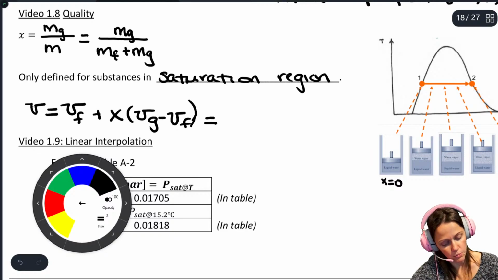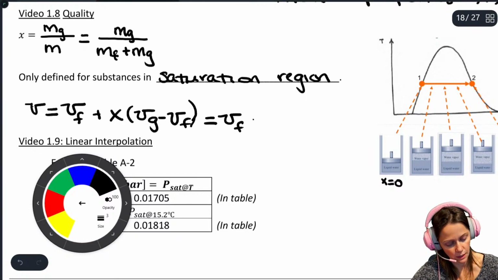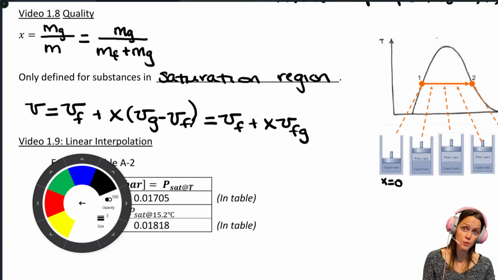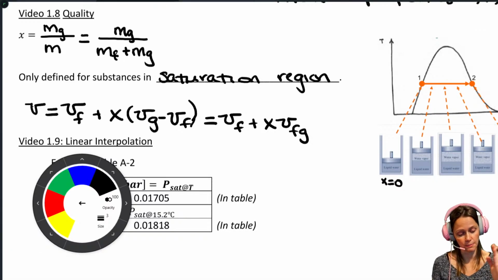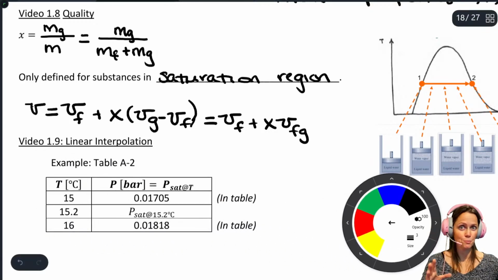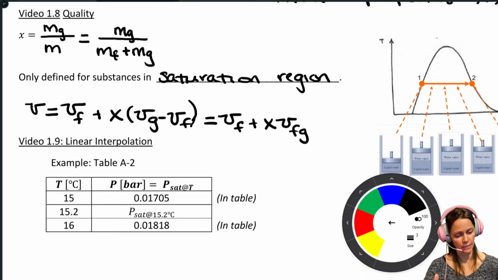Sometimes you'll see this written as v sub fg, because some tables are nice and do the math for you and have a column just for v sub fg. All right, so quality is going to be really useful for calculating properties if you're saturated but not right on that saturated liquid or saturated vapor line, but somewhere in the middle.